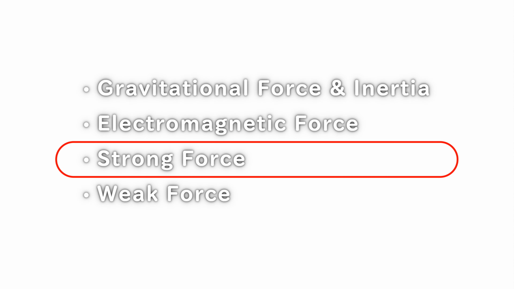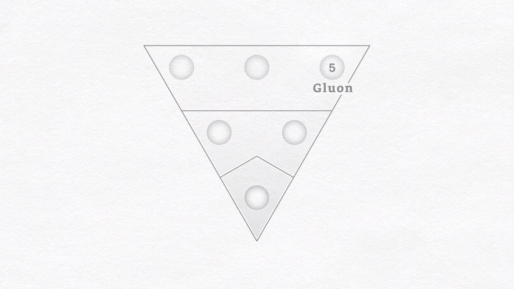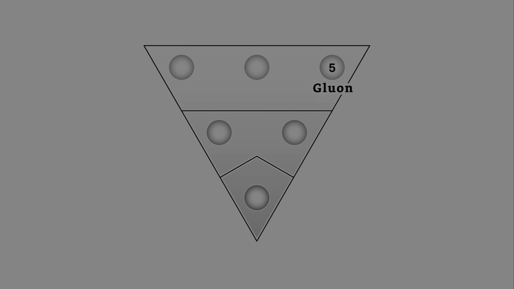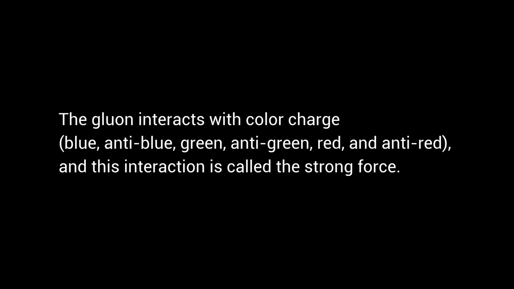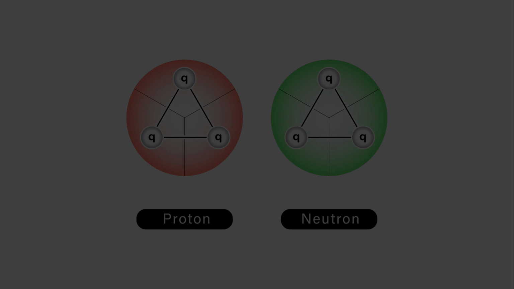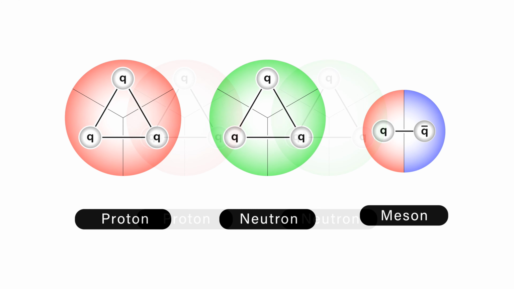The strong force. The strong force is mediated by the gluon. And the gluon is represented by point 5, as illustrated. The gluon interacts with color charge, blue, anti-blue, green, anti-green, red, and anti-red, and this interaction is called the strong force. Quarks have color charge, and thus the strong force can interact with 3 quarks to form a proton as well as a neutron. Also, it can interact with 1 quark and 1 anti-quark to form a meson.